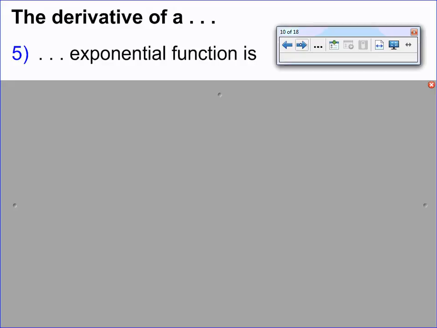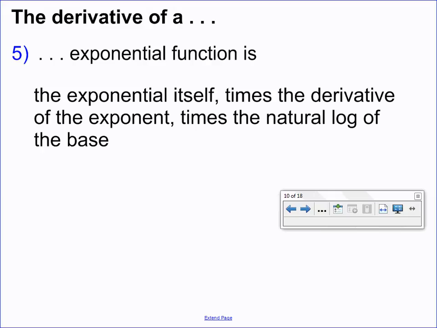specifically. The derivative of an exponential function is the exponential itself times the derivative of the exponent times the natural log of the base. This works for all exponential functions, right? Whether it's base e or otherwise, like our derivative of 3 to the x we saw in Bellwork. The exponential function itself times the derivative of the exponent times the natural log of the base.